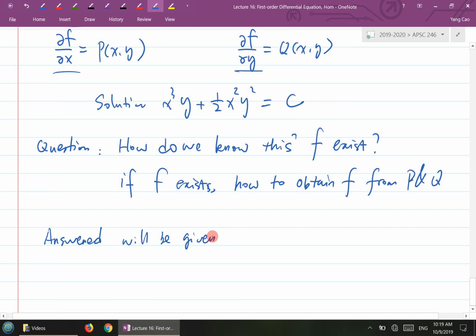But for now, you can just remember there is this type of exact differential equation that can use this approach to solve it. But it kind of hinges on these two questions. Any question so far?